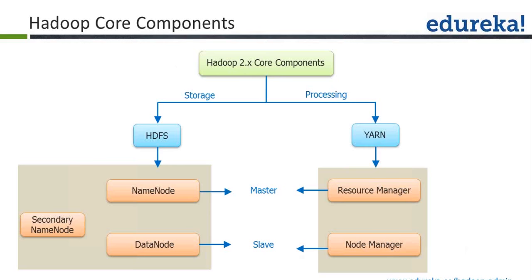So if I step back a little bit and talk about the core components of Hadoop, Hadoop is made up of two components. One is your storage layer, and the second one is your processing part. Hadoop storage is your HDFS, which we call the Hadoop Distributed File System, and the processing part is your MapReduce, which is version 1. The higher version of MapReduce, with version 2, is something called YARN. Now what is YARN? YARN is a processing framework introduced with Hadoop 2, and it is nothing but Yet Another Resource Negotiator.